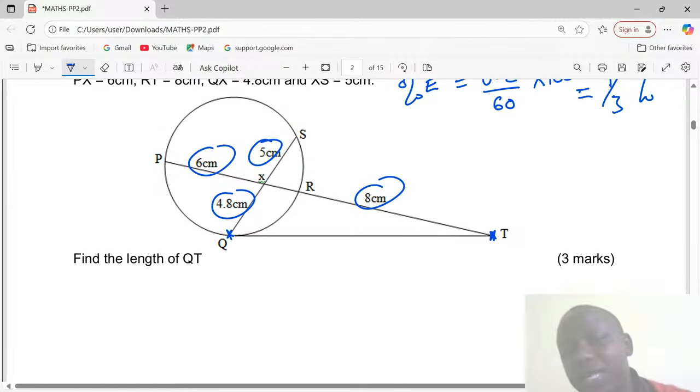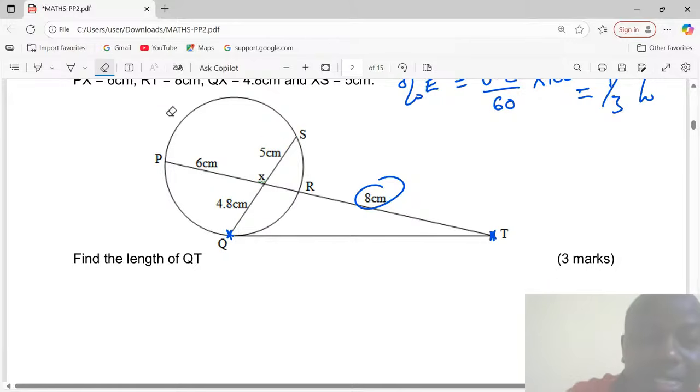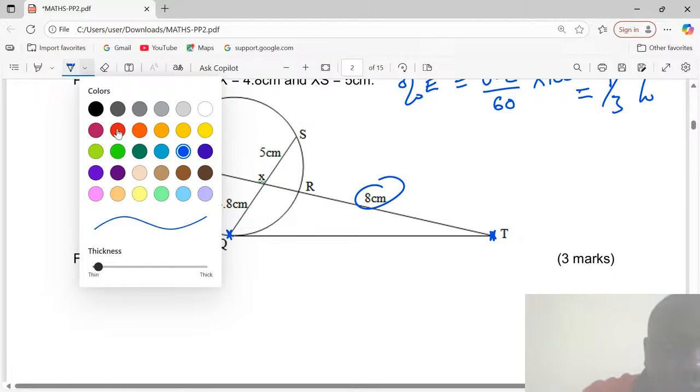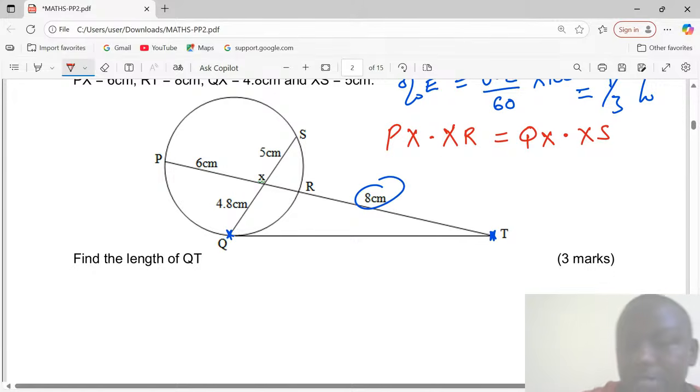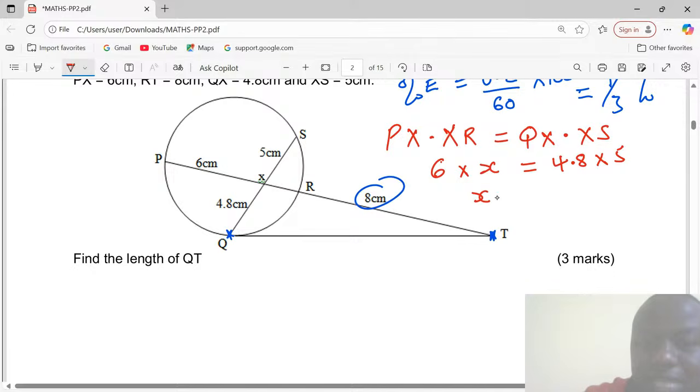For us to find the length QT, there is first of all a known length inside the circle. So we first deal with intersection of chords inside a circle. When chords are meeting inside a circle, P to X multiplied by X to R should equal QX times XS. So 6 multiplied by XR equals 4.8 times 5. XR shall be 4.8 times 5 over 6, and this gives us 4 centimeters.